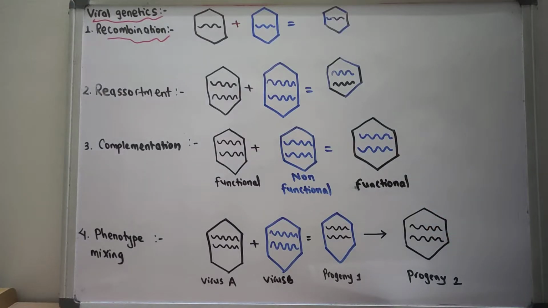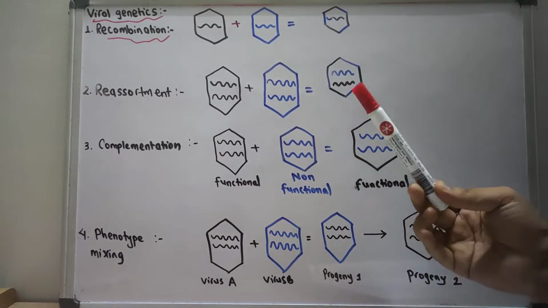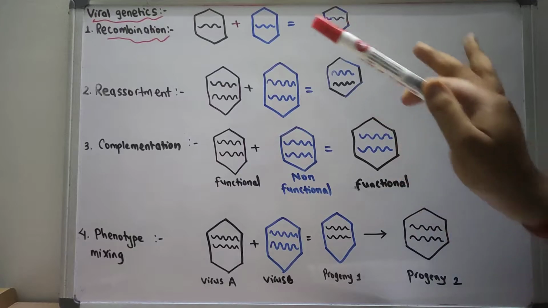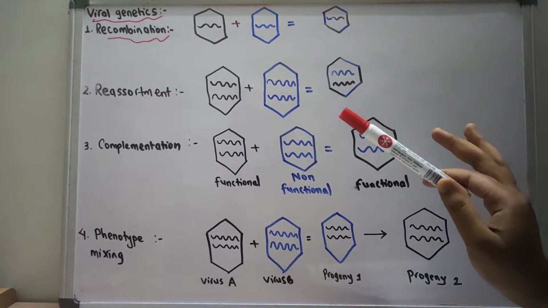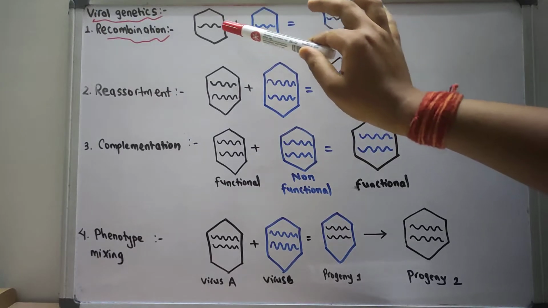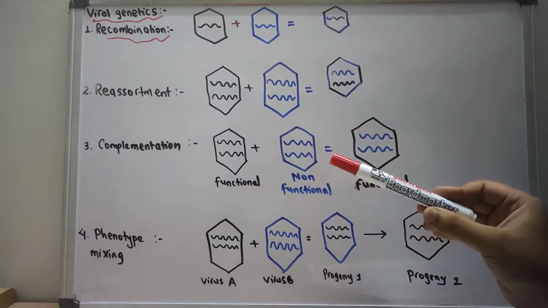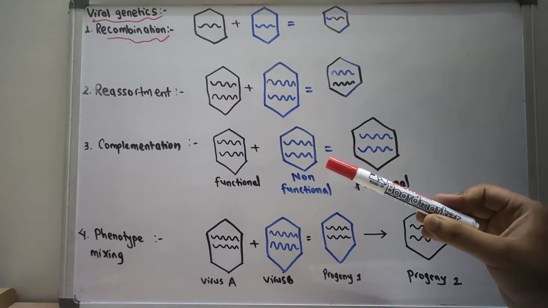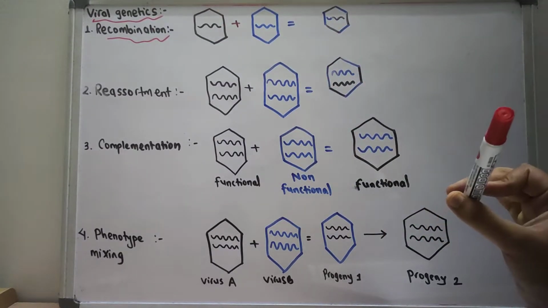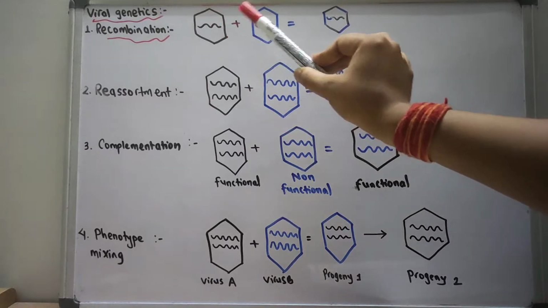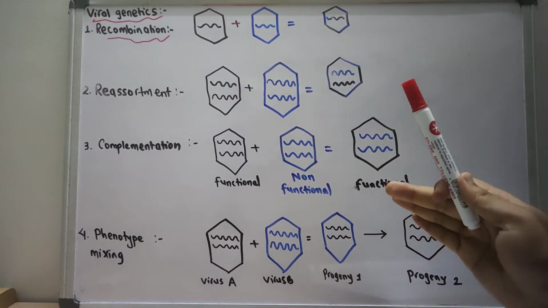So I have depicted two viruses here. One virus with the black marker and another with the blue marker. The capsid and the nucleic acid are denoted by the black color, and the other virus is denoted by the blue color. So these two are completely different viruses.